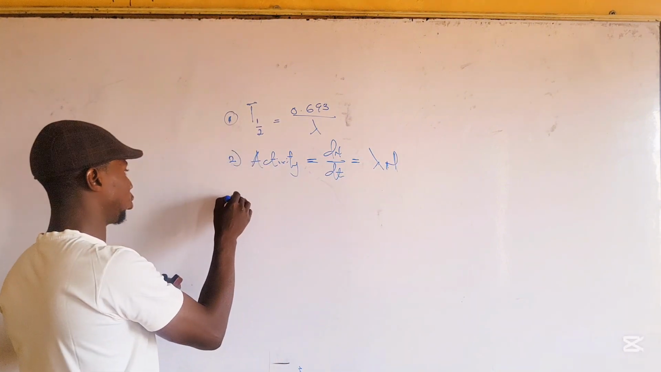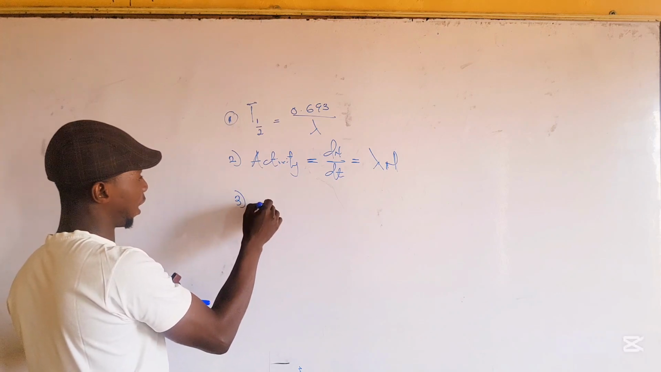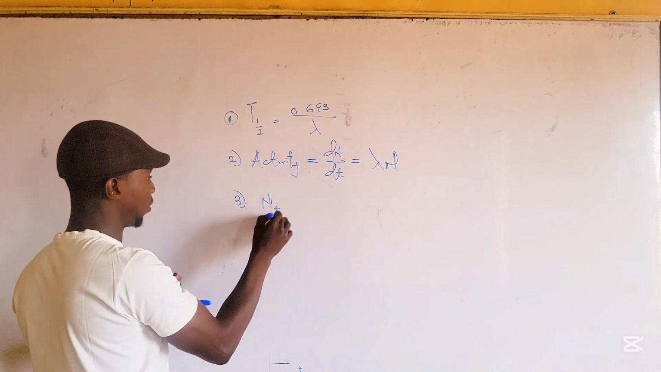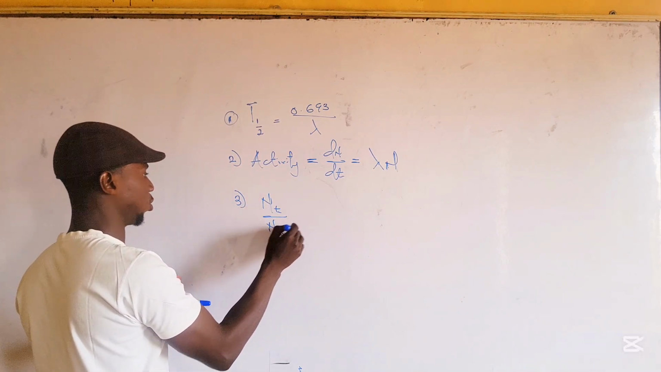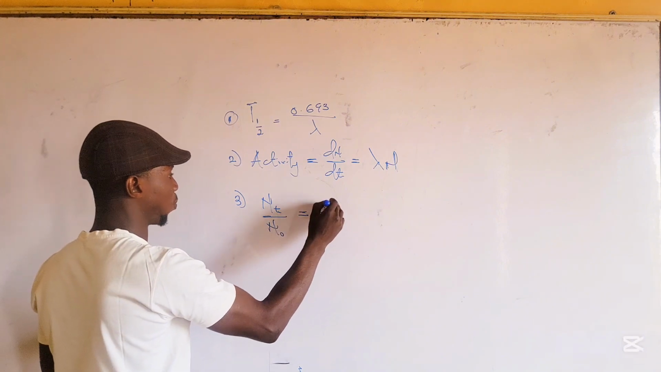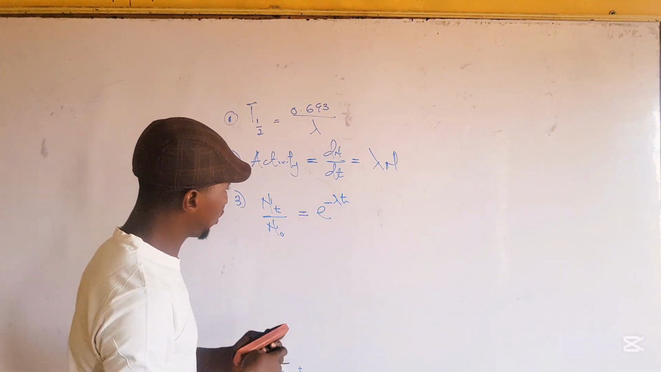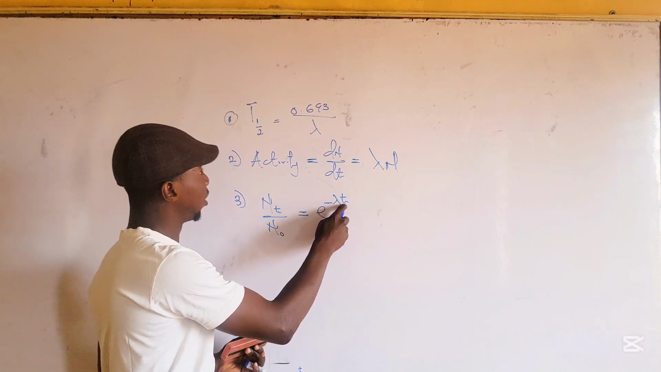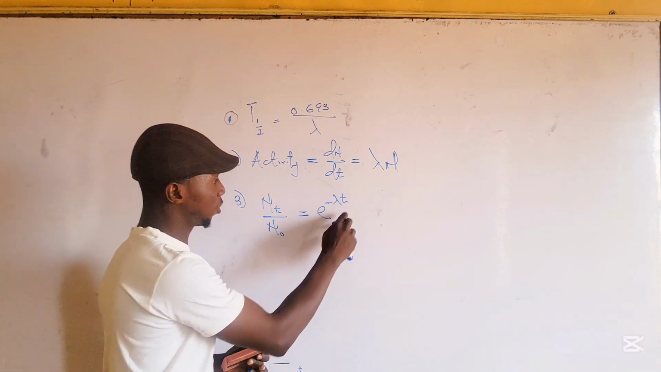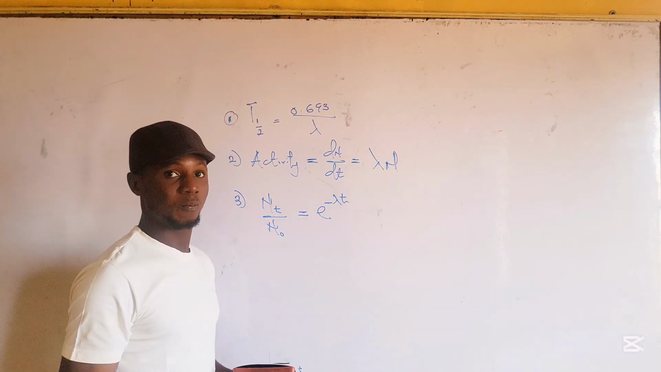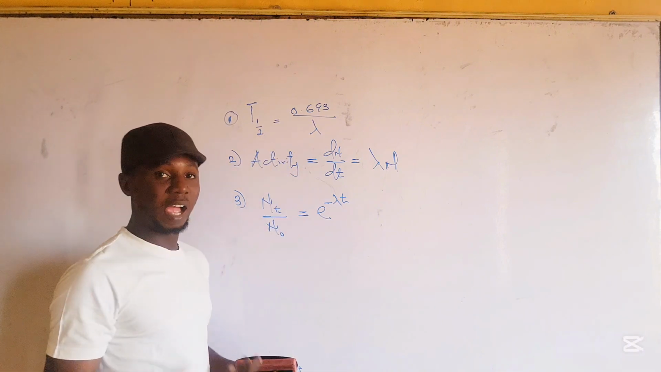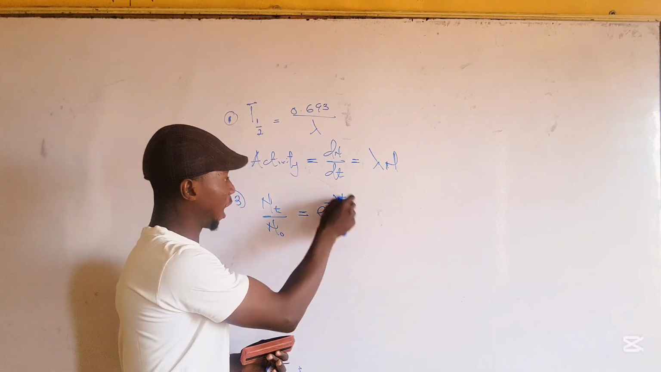Now the third one: Nt over N naught equals e raised to the power minus lambda t. Now, there is a difference between this t and this T. This t here represents time taken, and this T here represents half-life. So there is a clear difference between the two.